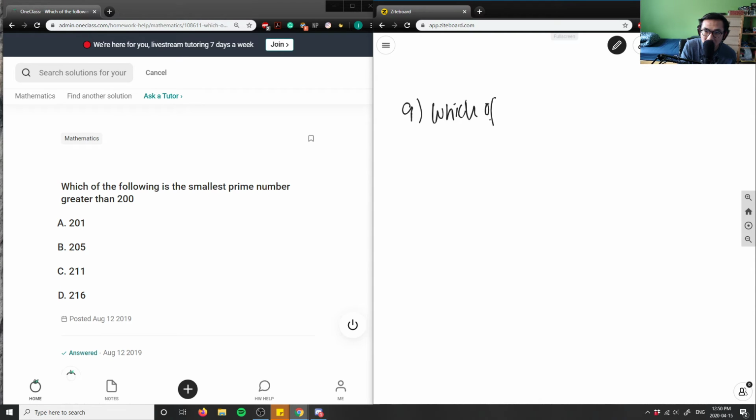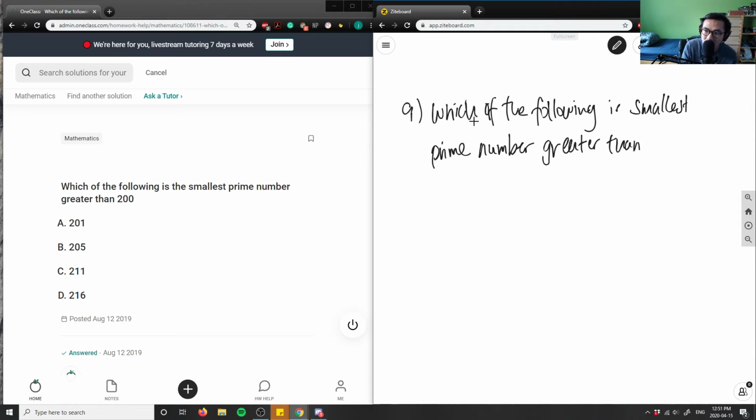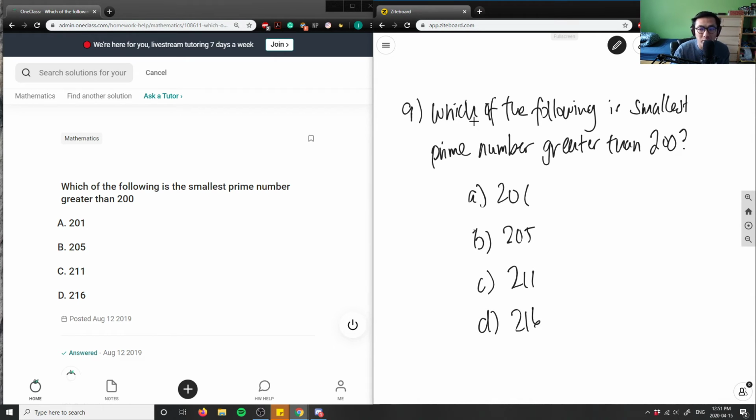Which of the following is the smallest prime number greater than 200? So we have A is 201, B is 205, C is 211, D is 216. So right off the bat, what we can say is that D here is incorrect, right?